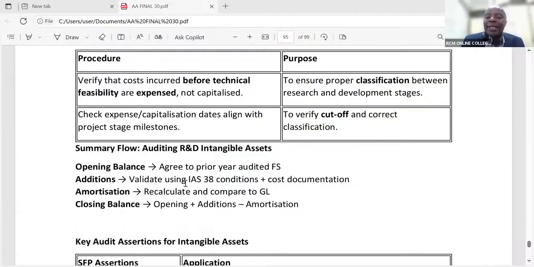Any additions? Validate using IAS 38 conditions plus cost documentation. Amortization: recalculate and compare to what is given in the general ledger. The closing balance will always be equal to the opening balance, what you brought forward, plus any additions minus any amortizations. There is nothing like this being sold.